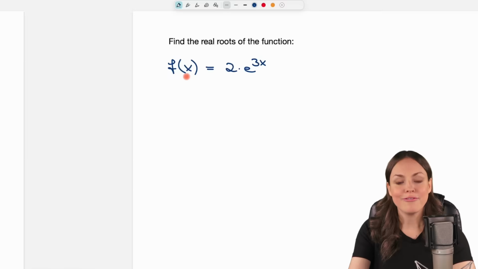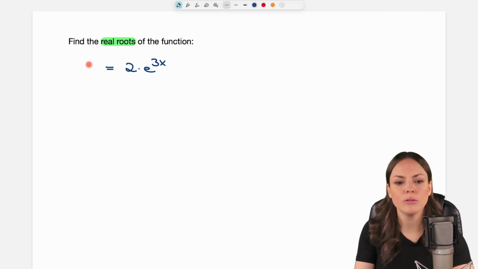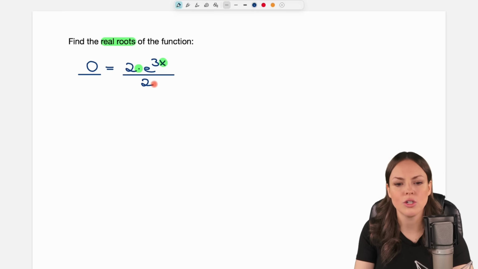Okay, what is different in our second example here? We still want to find the real roots, so we take our function and set it equal to 0. Now we want to solve this equation for x again, and we know we need the logarithm at some point, but we have this 2 times here, so maybe first get rid of the 2 by dividing both sides of the equation by 2. Then we have 0 over 2, which equals 0.